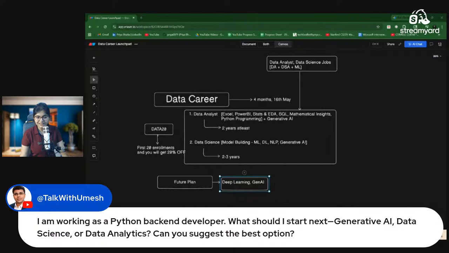I'm working as a Python backend developer. What should I start next? Gen AI, data science, DA. Can you suggest the best option? I will say start with DA, and side by side learn about Gen AI, because for Gen AI there is no such prerequisite. The major prerequisite is to know Python programming, I'm saying. So if you learn Python programming and the basic concepts from here, you can start learning about Gen AI side by side.